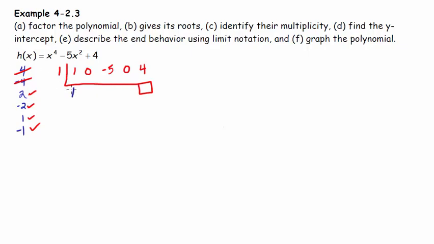Alright, so we multiply to get 1, add to get 1, multiply to get 1, add to get -4, multiply to get -4, add to get -4, multiply to get -4, add to get a remainder of 0. So that one worked as we thought. Alright, next I might try -1. So I'm going to put these coefficients here.